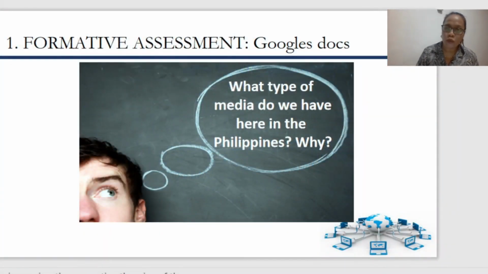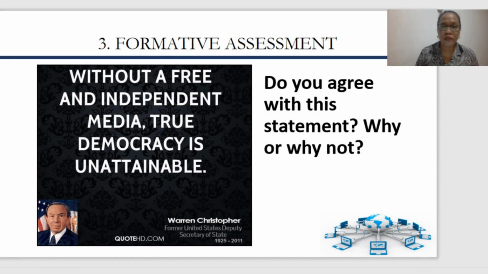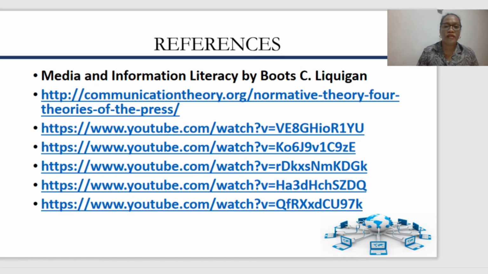Alright, that's it. I hope that you have learned from the lessons that we have discussed. I would like us to have a formative assessment. For number 1, what type of media do we have here in the Philippines and why? Number 2, what do you think is the message of this cartoon? Does it speak about the media in the Philippines? Why or why not? For number 3, do you agree with this statement? Why or why not? These are the references for this topic, and if you want more information about it, you may just use these references so that you can learn more.